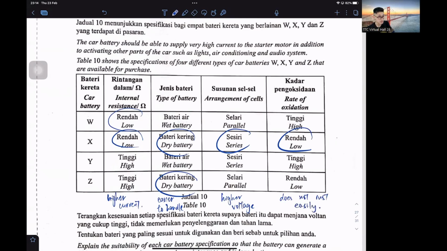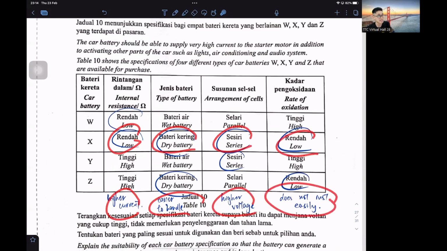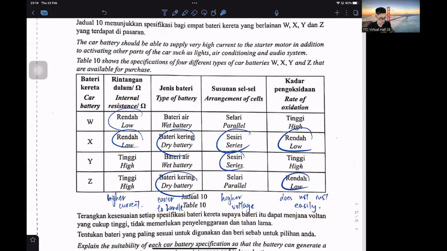Okay, does not rust easily. So this one, 1 mark, 2 marks, 3 marks, 4 marks, 5 marks, 6 marks, 7 marks, 8 marks. The last 2 marks is your choice will be X, because X has a lower internal resistance. It uses dry battery. It has a series arrangement of cells, and it has a low rate of oxidation.